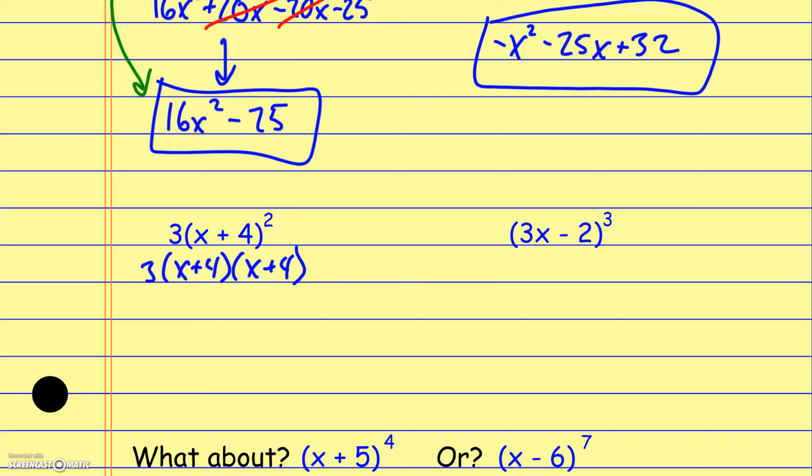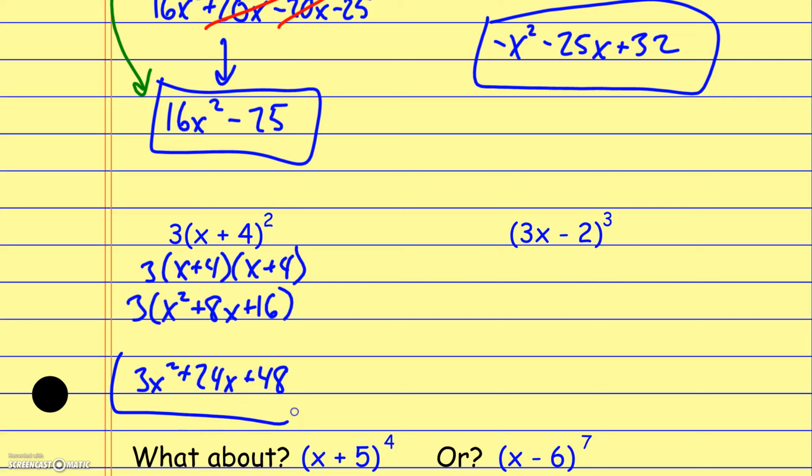So this one, I'm going to multiply out the two binomials first. That's going to give me an x squared plus 8x plus 16. And I've taken a little bit of a shortcut there and already combined the like terms. Now I distribute the 3. That gives me a 3x squared, a plus 24x, and a plus 48. Okay? If I look at this one, I'm doing the same thing, except now I have 3 of this term, so I have 3x minus 2 times 3x minus 2 times 3x minus 2. That's what raising something to the third power really means.